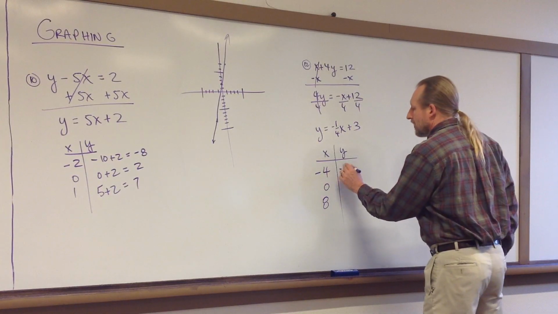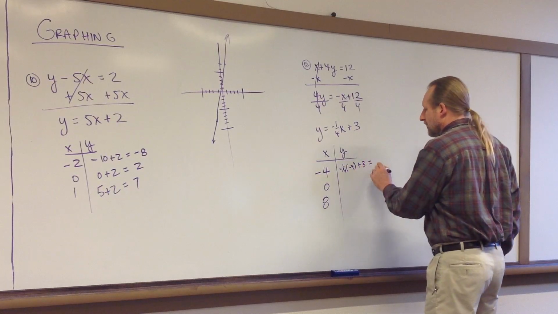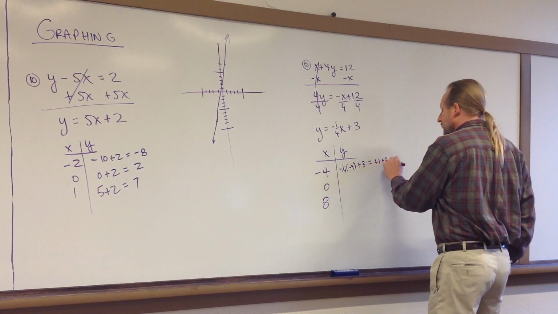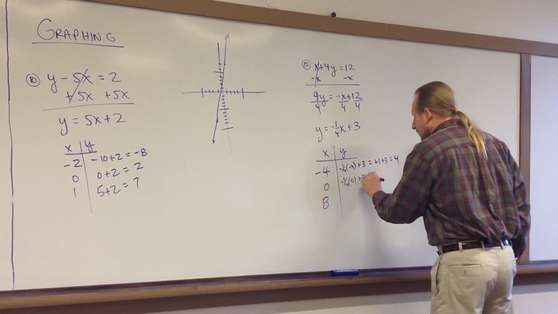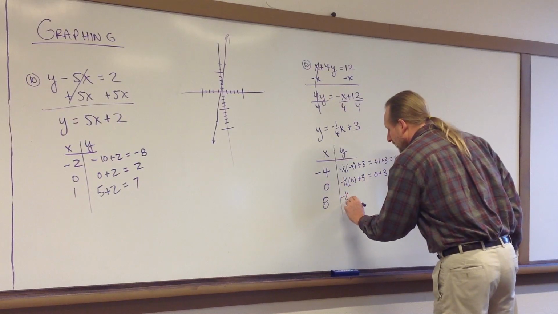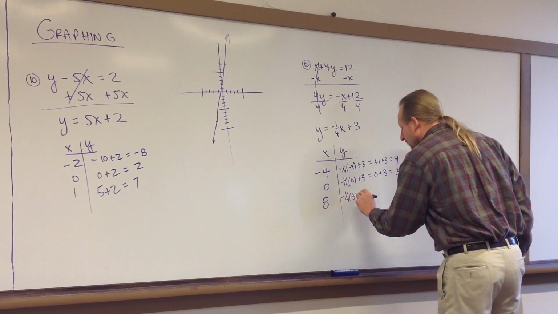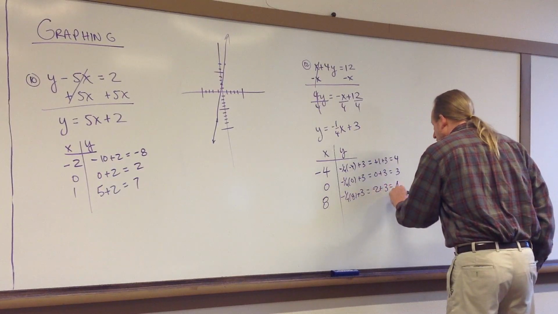Okay, negative 1/4 times negative 4 plus 3, so that'll be positive 1 plus 3, which is 4. And then the 0 is pretty straightforward. That just gives us 3. And then the 8, if we put it in there, let's see, that'll give us negative 2 plus 3, positive 1.